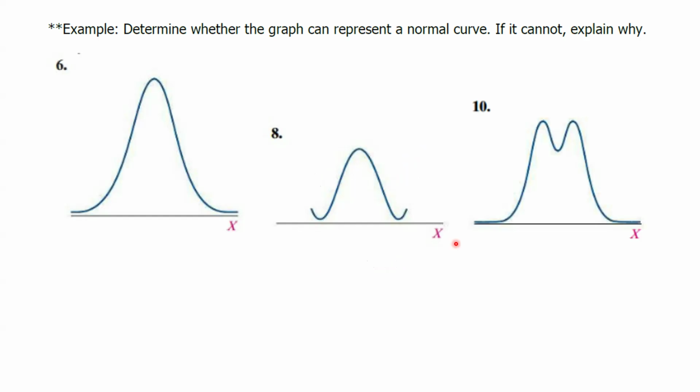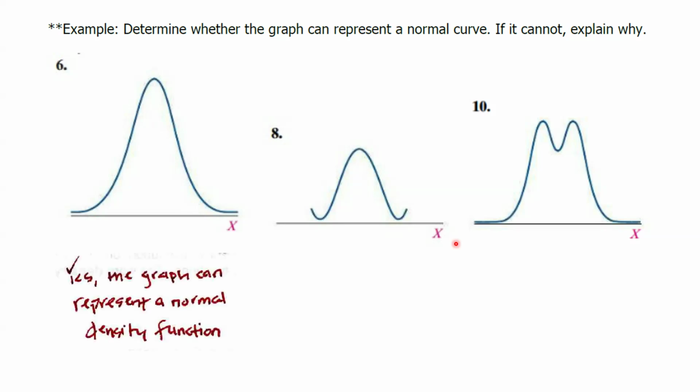So let's determine whether the graph can represent a normal curve. If it cannot, we need to explain why. So for number 6 here, this would be a representation of a normal density function. We have a normal curve here, which is representative of a bell-shaped curve. It is also symmetric, and our curve is approaching 0 as we are increasing and decreasing x.